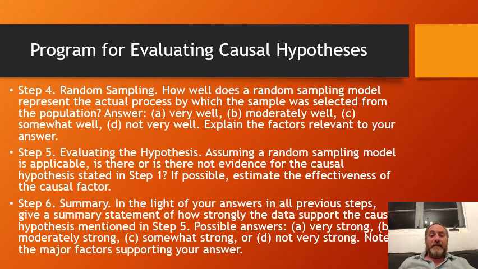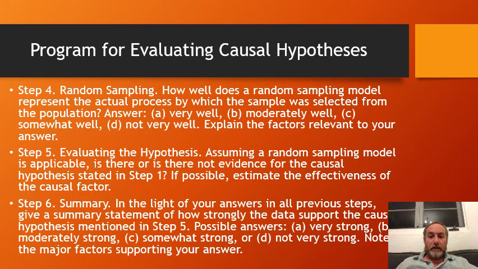Step five, evaluating the hypothesis. So here's where you run the numbers. Is there a significant difference? Is there evidence for the causal hypothesis? Meaning, is the difference between the relative frequencies or the estimations in the population significant? You take the relative frequencies, apply the margin of error so that you have an estimation of the probabilities in the population. Is there overlap? Is there not? Calculate the effectiveness. That's where you do all that math.